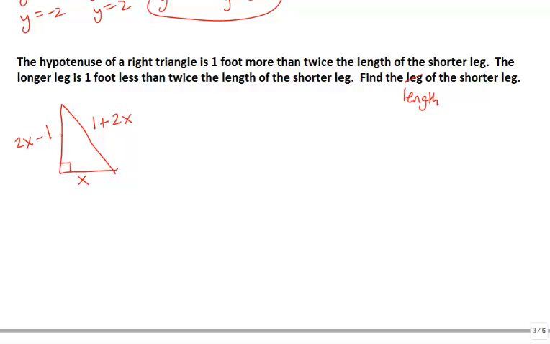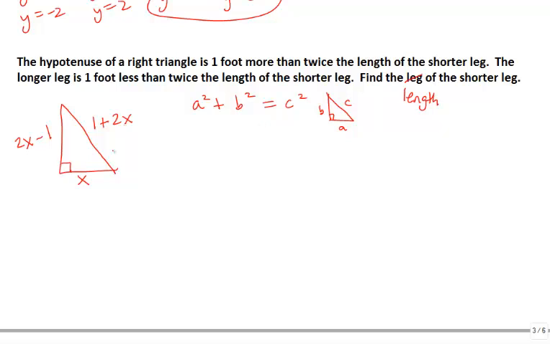Now the reason why you see these right triangle problems a lot when you're doing quadratic equations is because you can use something called the Pythagorean theorem to solve this. And what the Pythagorean theorem says is that a squared plus b squared equals c squared, where a and b are the two legs of the triangle and c is always your hypotenuse. This relationship is always true for every right triangle, no matter the side lengths.